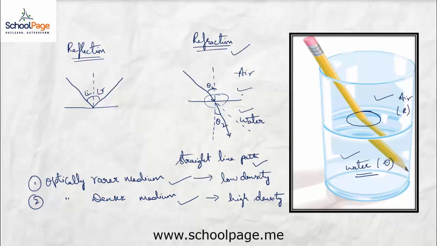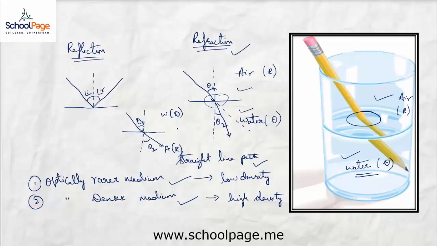So when a ray of light moves from a rarer medium to a denser medium, it bends towards the normal. So this is the case of rarer to denser. Let us see another case, when a ray of light moves from a denser medium to a rarer medium. If this is a normal, this is water which is the denser medium and this is air which is the rarer medium. This is an incident ray of light moving at an angle θ1. In this case, the refracted ray of light moves away from the normal. Let this be some angle θ2.